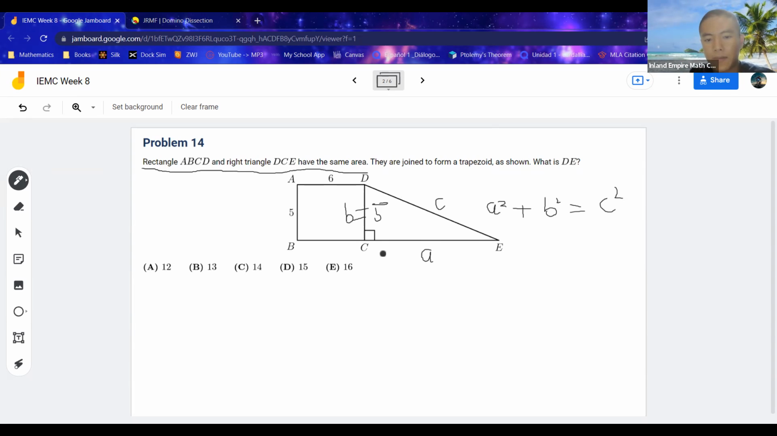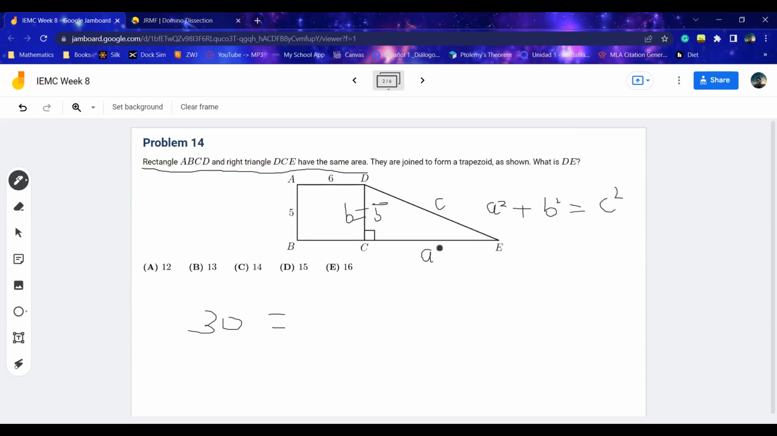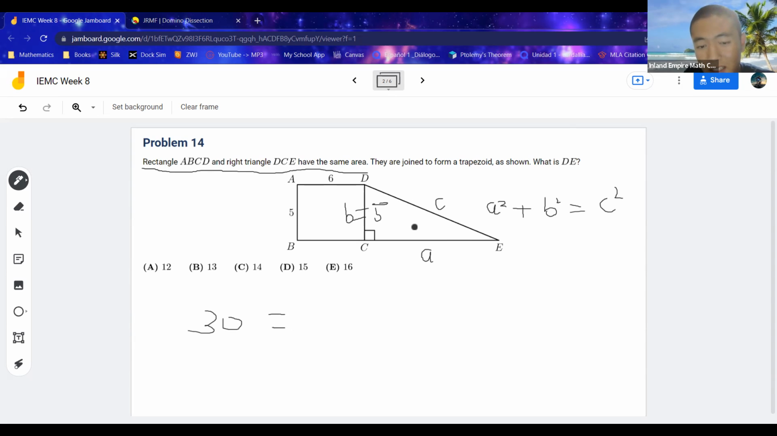So what's the area of ABCD? 30. Very good. And what's the area of DCE? D, C, and E. 30. Very good. They have the same area. So the area of this triangle is also 30. And we want to somehow use that information to find A. So, that means just 30 minus 5.